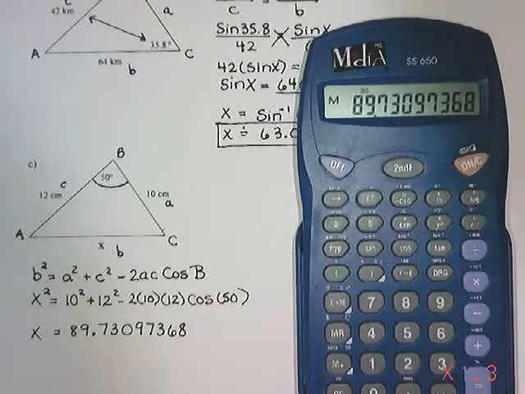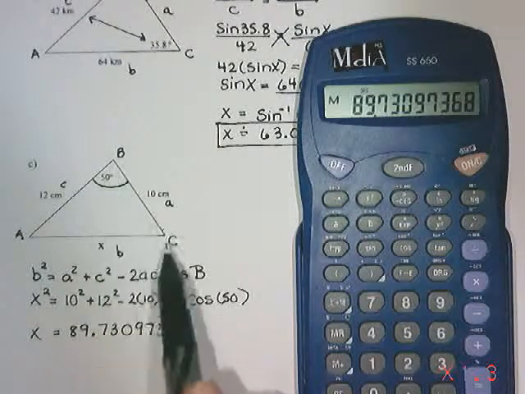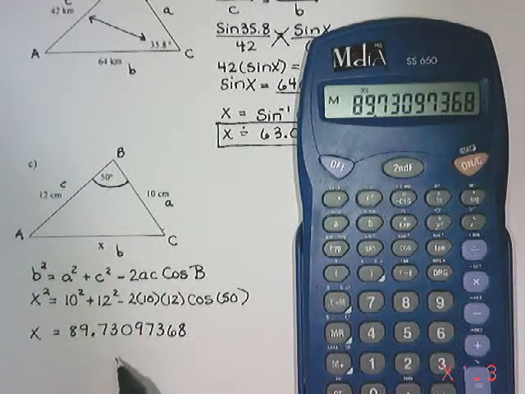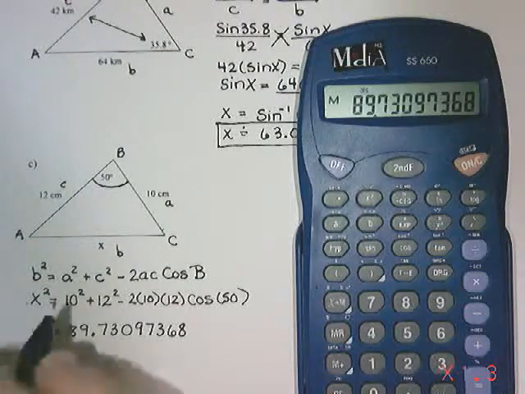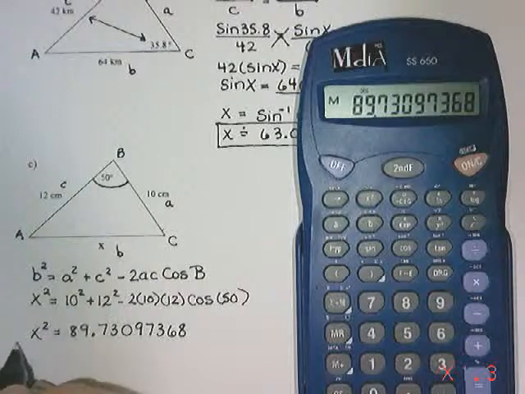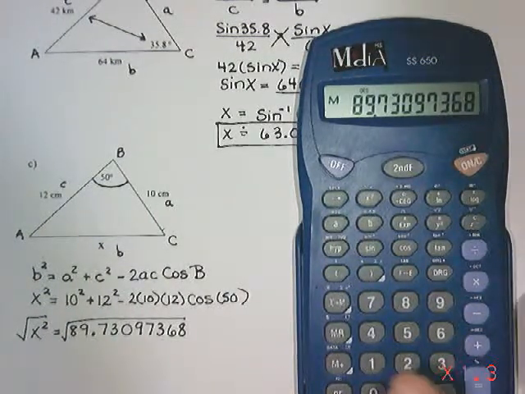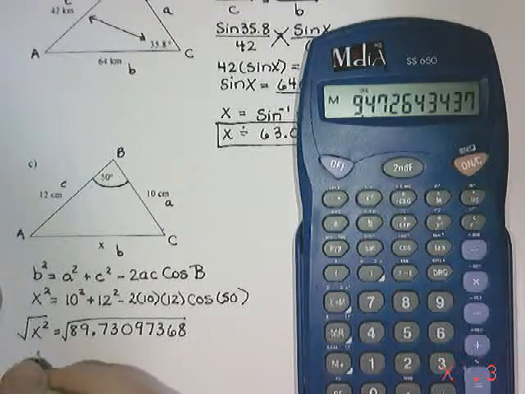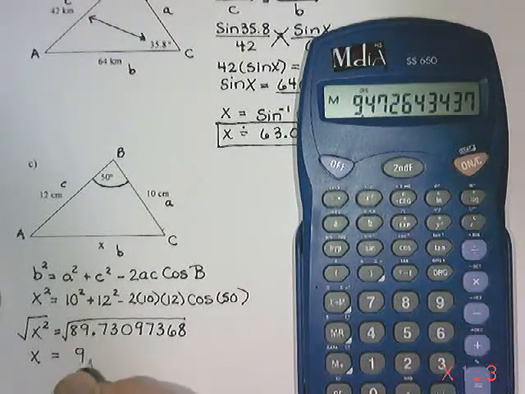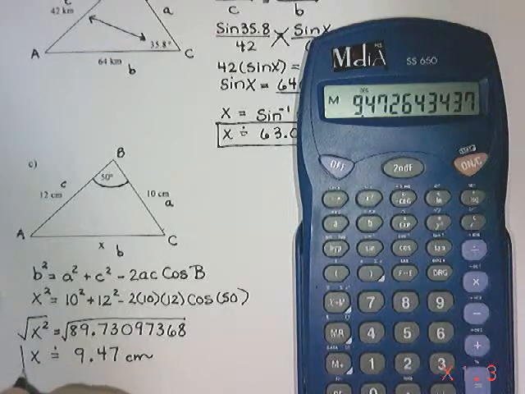So I have 89.73097368. Now that doesn't really look like that side, and I know we already had one previously in the package that didn't fit the scale, but that angle kind of looks like roughly 50 degrees, so I'm thinking that's not right. Now the trick here is the square. This is actually what x squared equals. So to get rid of the square, I'm going to take the square root, which is approximately 9.47 centimeters. And I'm going to put the dot to show that I rounded.